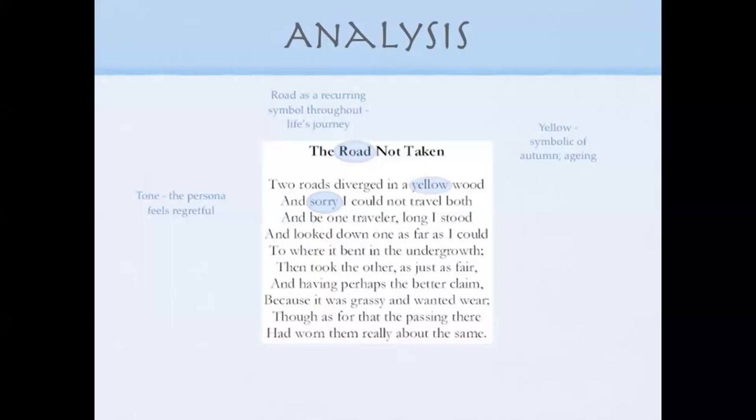What if I had done this? What if I didn't break up with him? What if I had gone to that particular study group? What if we hadn't moved house? Whatever it was, often with decisions that we make, we can be regretful when we don't take the other.